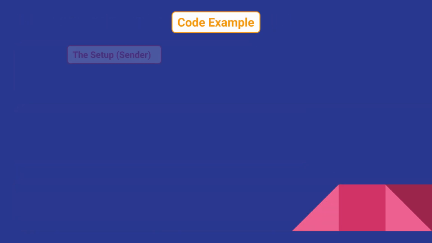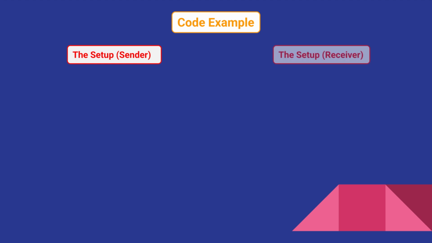Now, let's look at a clear code example to see how these 3 pieces connect. First, we will put the setup for our sender on the left, and we will put the setup for our receiver on the right.